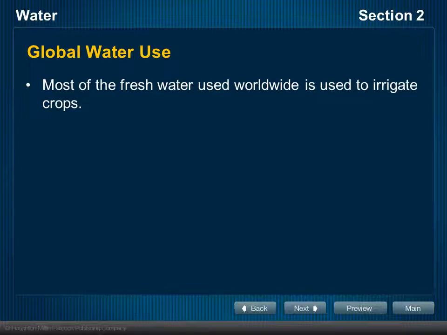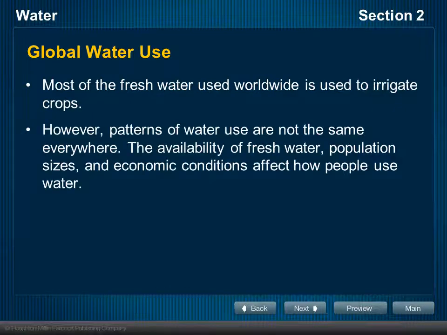All right, so across the world, if you take all that information on the graph on the previous slide, we see statistically that most of the fresh water is used for agricultural use. It's used to irrigate crops. But different agricultural tendencies exist in different places, so the pattern of water use is different. That has to do with the availability of fresh water, with population, and with economic conditions. All these ultimately drive how people use the fresh water that they're using.